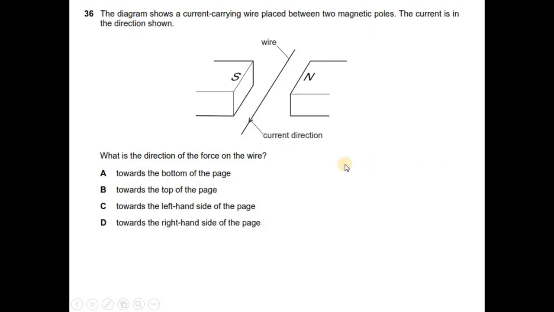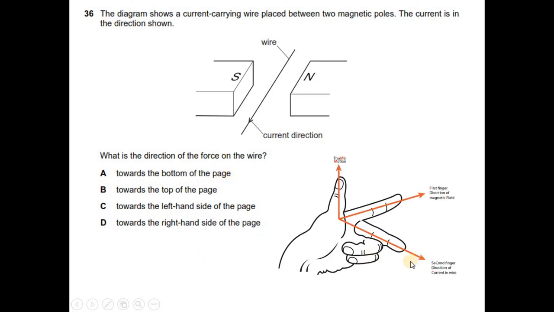36. The diagram shows a current carrying wire placed between two magnetic poles. The current is in the direction shown. What is the direction of the force on the wire? Again, this is a typical question of force acting on a current carrying wire. The best option is to use Fleming's left hand rule.